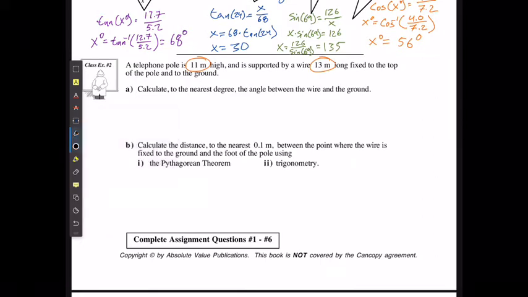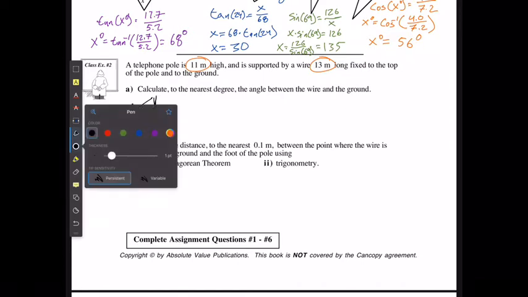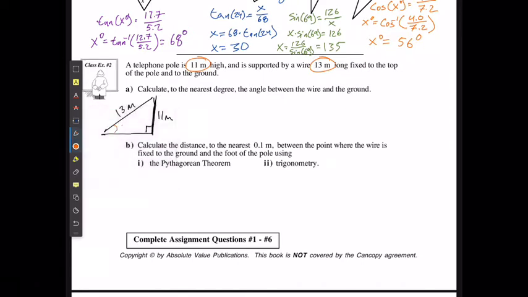So I'm going to have the pole, which is going to be vertical. I have the ground, and I have my wire. This is 13 meters. This is 11 meters. And calculate to the nearest degree the angle between the wire and the ground. This is the angle that I'm trying to solve for.